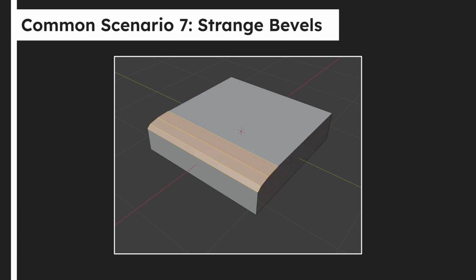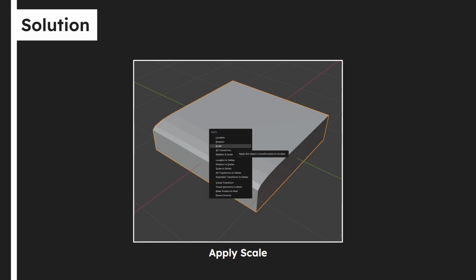Okay. Another common scenario is going to be those strange bevels. So if we bevel something and we end up with something like this, right? Our bevel should normally average out between our 2 curves. This means that it's calculating on our scaled mesh.